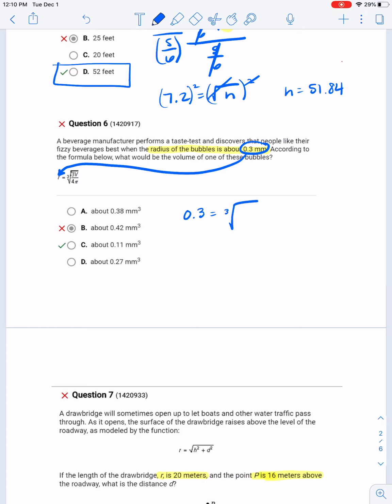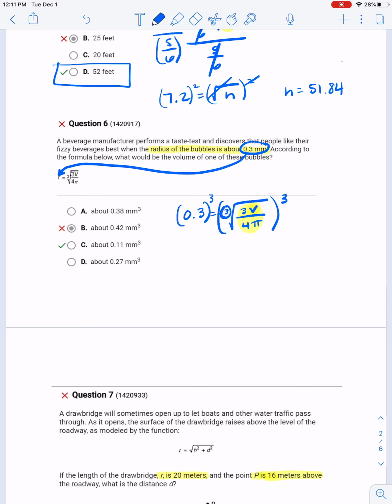So that's the cube root this time of 3v all over 4 pi. Okay, so this time I'm trying to get v by itself. So again, my recommendation was if you have a fraction inside there, try to get rid of the square root, or in this case, the cube root first. So this is a little different because this index right here is 3. It's a cube root, which means to undo a cube root, we're going to cube both sides. So I'm going to take that 0.3 and cube it.